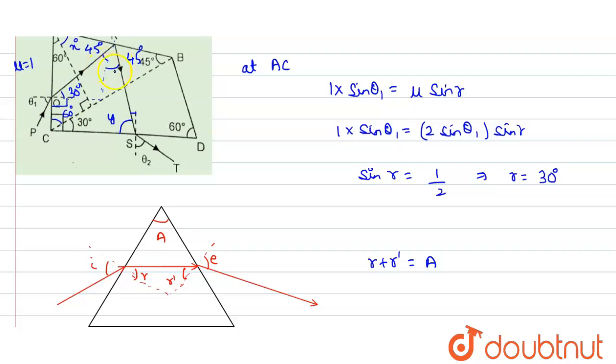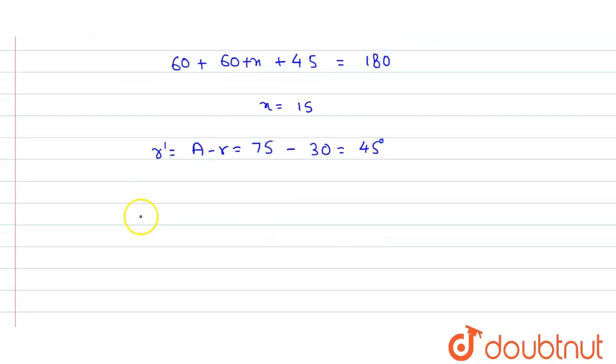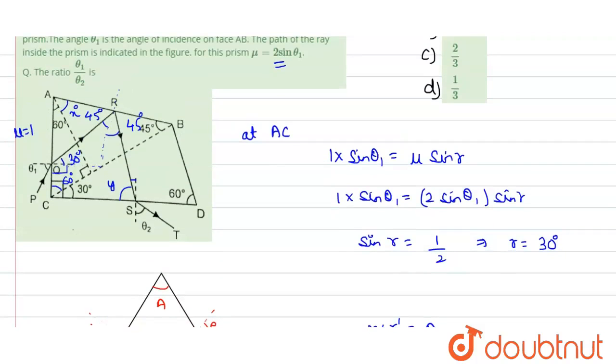Now here, what is the total angle? 45 plus 45, that means 90. Then we can get the value of Y. So 90 plus 120 plus 90 plus Y equals 360. So we just write the values: 90 plus 90 plus 120 plus Y equals 360. Now if we calculate the value of Y from this expression, Y would turn out to be 60 degrees. That means this light ray is making an angle of 60 degrees from the surface.